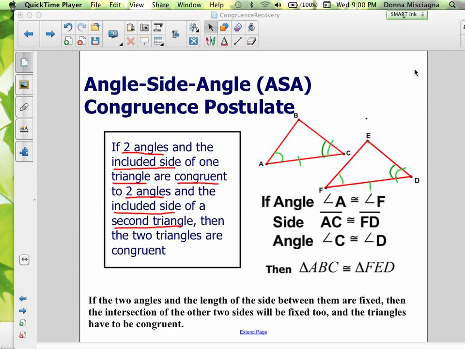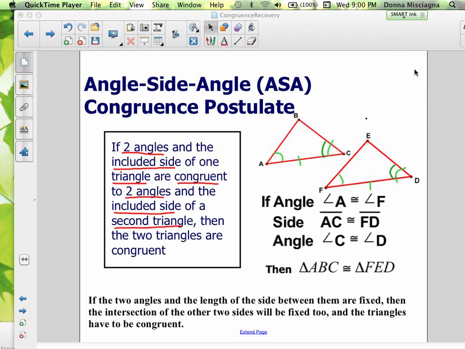So here our side is the included one, right? It's included between the angles. So if it's angle A and angle C, it's got to be side AC. If it's angle F and angle D, it's got to be side FD, because it's got to be between those two angles. So it means it uses the vertices as its endpoints.